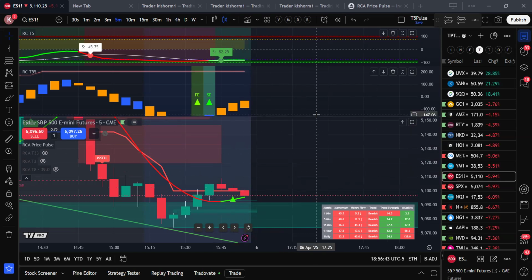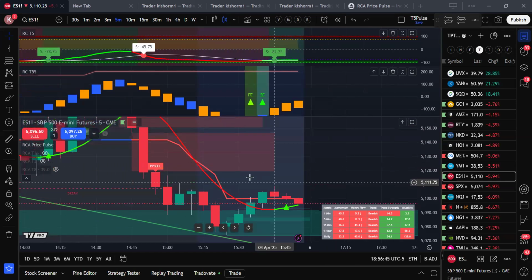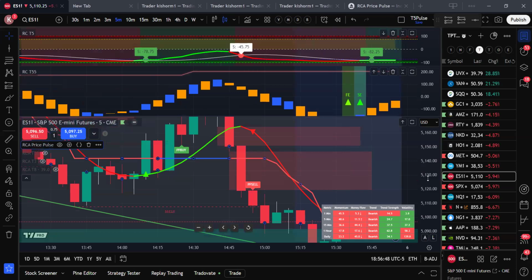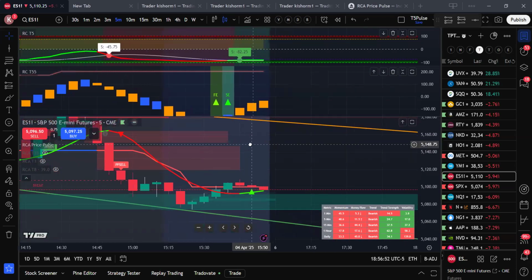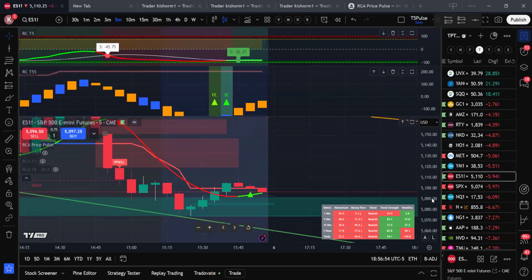Again, wait for price to go above the T5 line. So no more alerts, better to scalp it, right? Look at the charts rather than waiting for alerts. Yeah, that's what I gave you, two different ways.